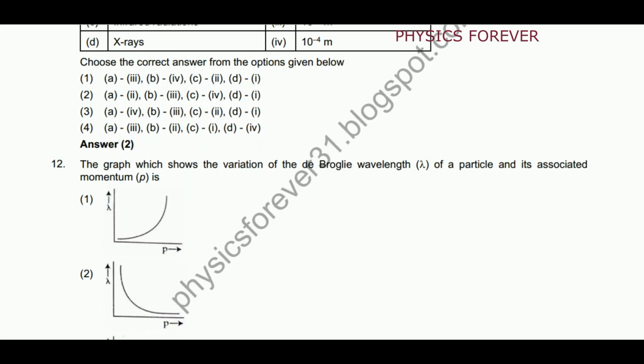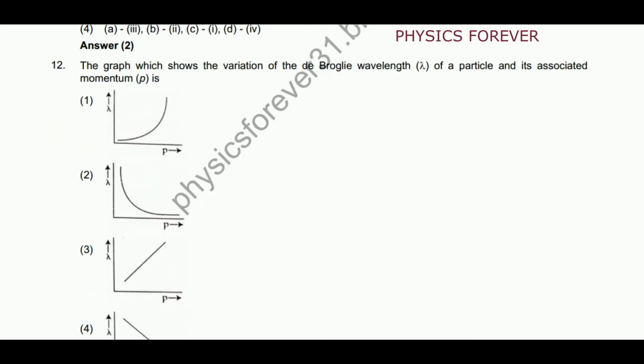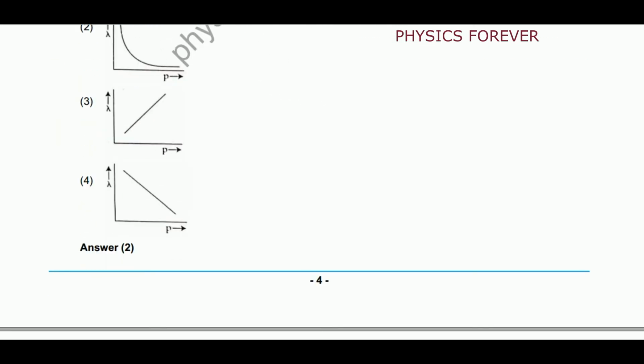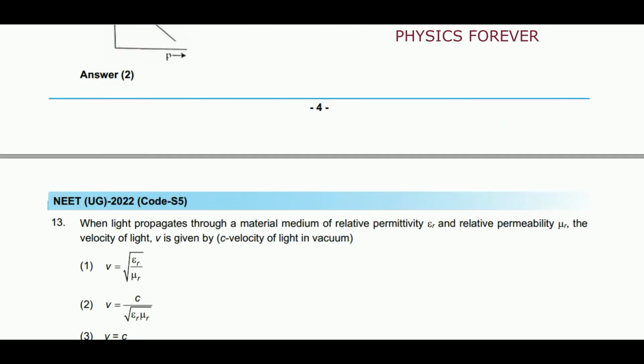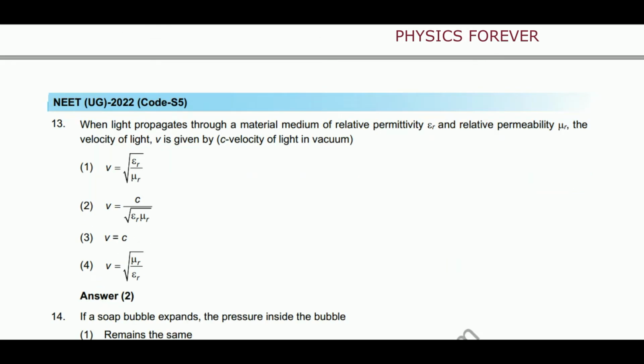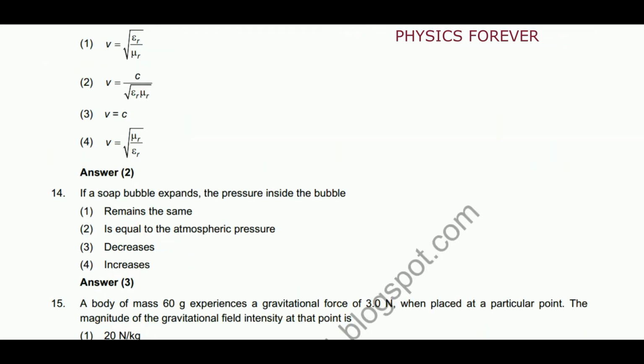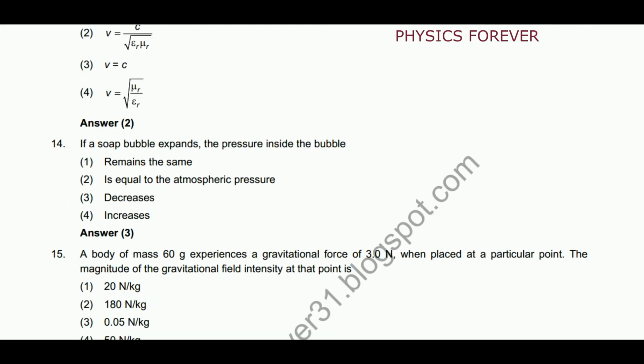Then 12th, the graph which shows the variation of de Broglie wavelength of a particle and its associated momentum p is, the correct graph represented is, answer 2. So 13, when light propagates through a material medium of relative permittivity epsilon r and relative permeability mu r, the velocity of light is, answer is 2. Then v is equal to c by root of epsilon r mu r. Then 14, if a soap bubble expands, the pressure inside the bubble decreases, answer 3.